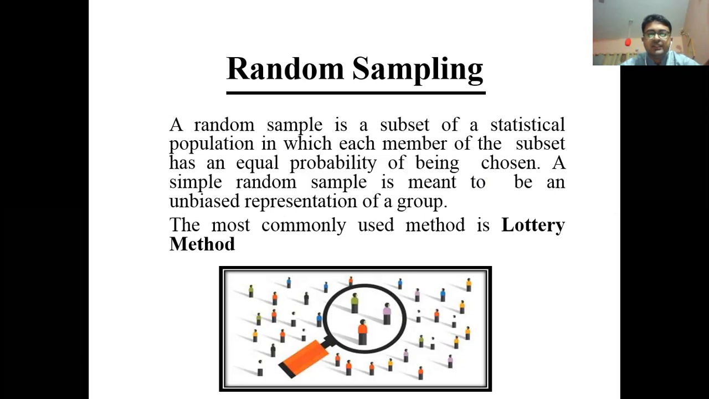The most common example is the lottery method. When there is a lottery system, every person gets equal chances of being selected. So this is random sampling. You can see in the example, the whole population and the three that are selected. So this is basically the random sample.